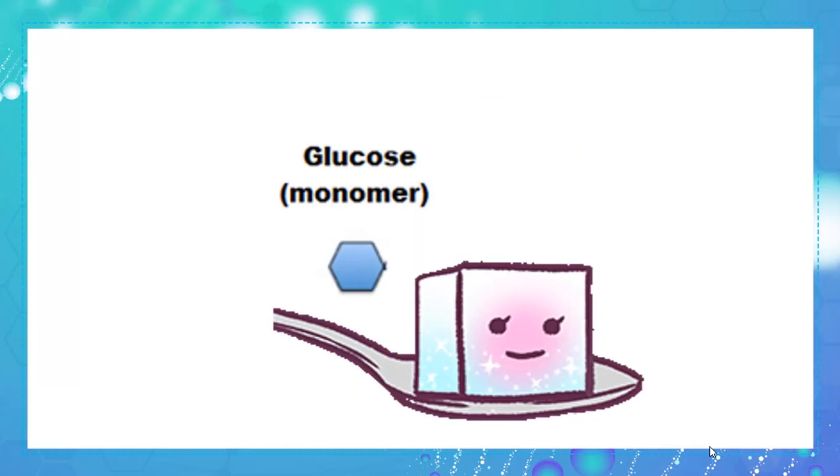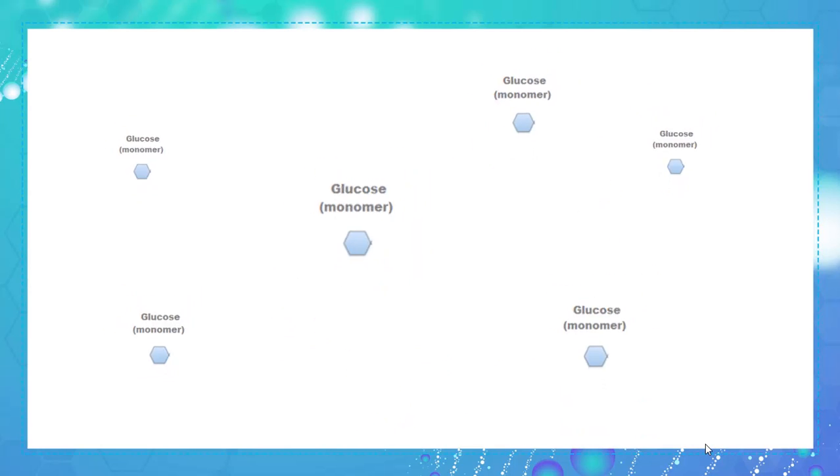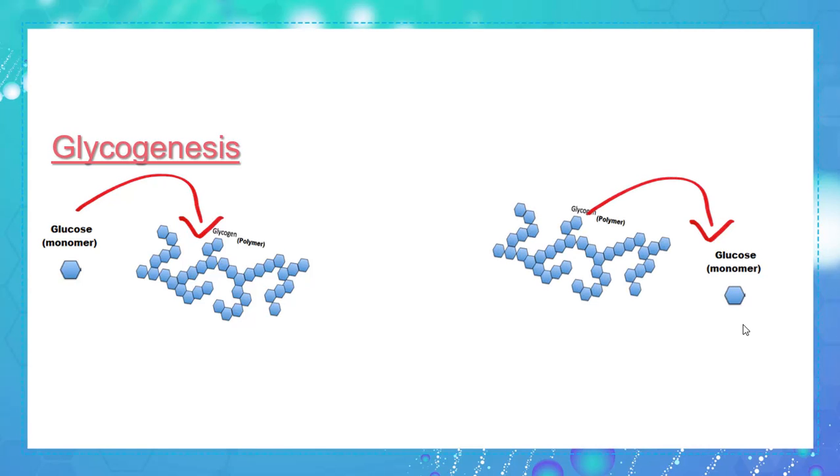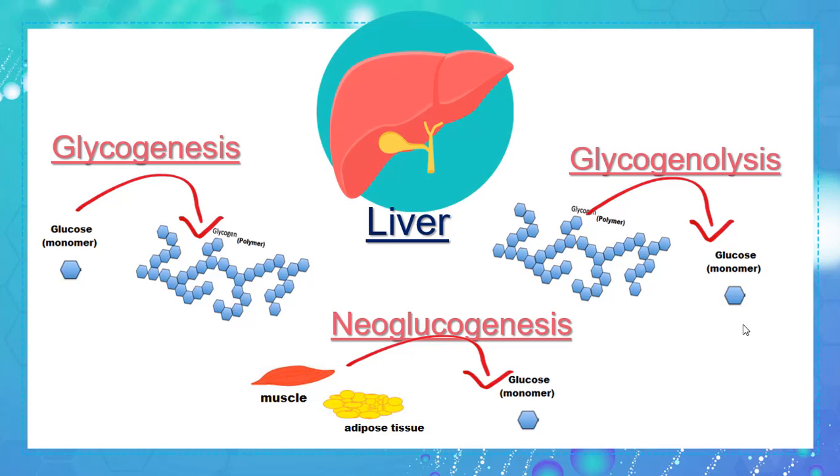You've previously learned about a small molecule called glucose, found in every food you like. And many glucose monomers give a polymer called glycogen, where the reaction of transforming glucose to glycogen is called glycogenesis. On the contrary, the breakdown of glycogen to glucose is represented by glycogenolysis. And sometimes in special cases, glucose is formed from fats and amino acids found in muscles and adipose tissue. This reaction is known as neoglucogenesis. All three reactions occur in one organ, the liver.